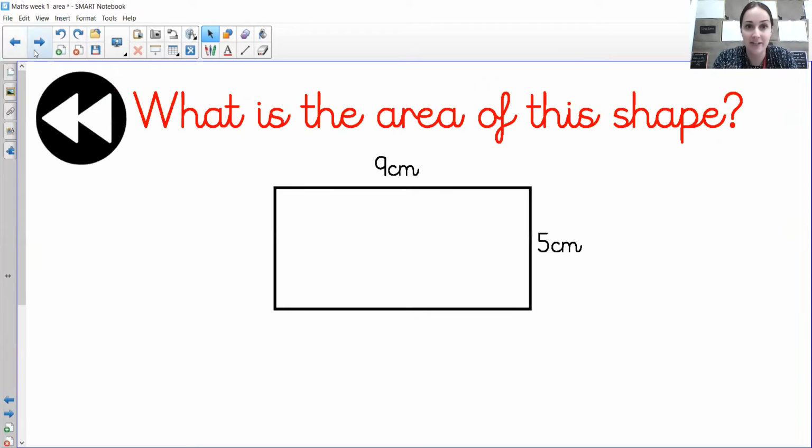So let's get started. Rewind then for a bit of our fluency first. What is the area of this shape? Pause the video and give it a go. Nice and easy then to start us off for our rewind. Area, we need the width, we need the length, and we times. So we would just do 9 times 5, which is 45, and the units are centimetres squared, because centimetres times centimetres is centimetres squared. Easy peasy.